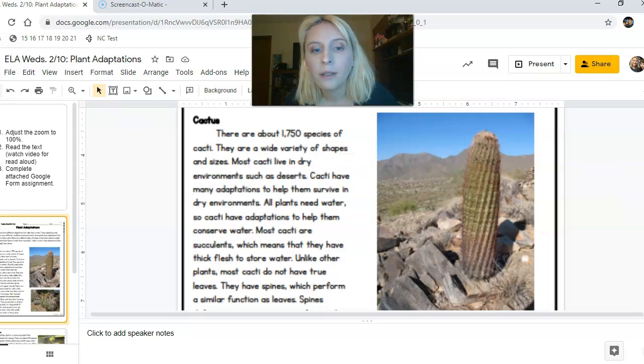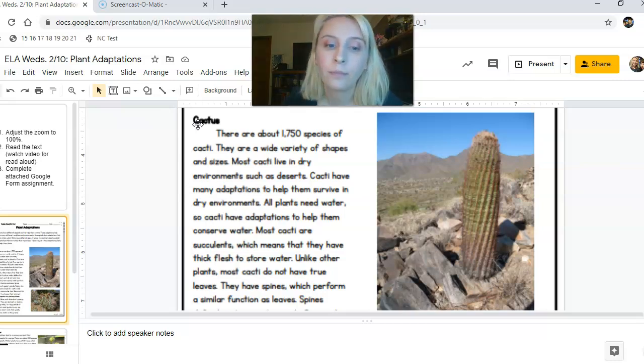Cactus. There are about 1,750 species of cacti. Cacti is the plural of cactus. So in my yard, I have one cactus. In your yard, you have 3 cacti. They are a wide variety of shapes and sizes. Most cacti live in dry environments such as deserts. Cacti have many adaptations to help them survive in dry environments. All plants need water, so cacti have adaptations to help them conserve water.